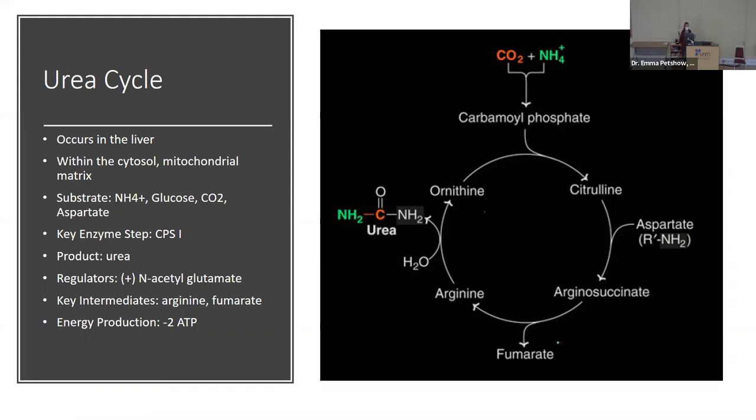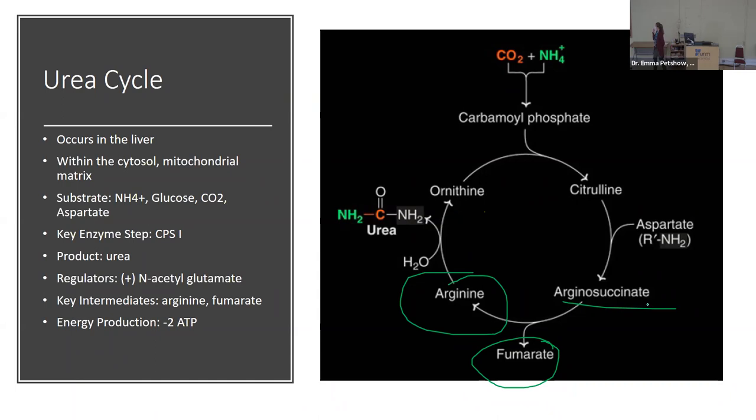So when you see issues in the urea cycle, you can look at issues with the liver first for pathology. You'll see it systemically, but I would look at the liver. Regulators are going to be N-acetylglutamate, and your key intermediates here are arginine and fumarate, the byproducts of arginosuccinate. You're going to spend two energy doing this process, but you're saving your body buildup of a toxic substance, so it's worth it in the end.